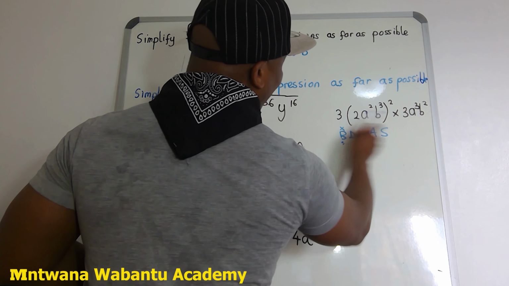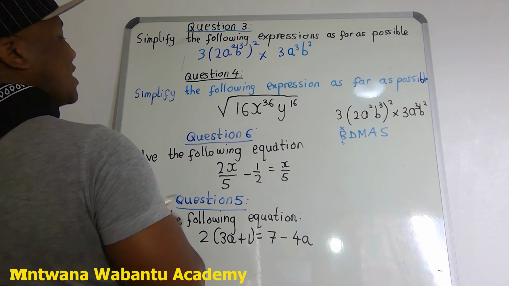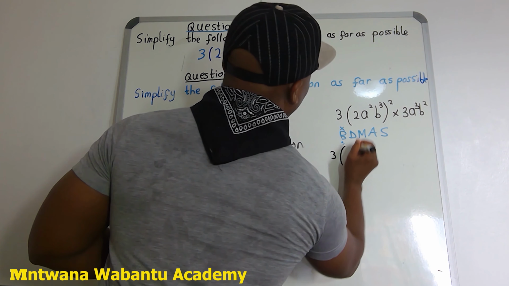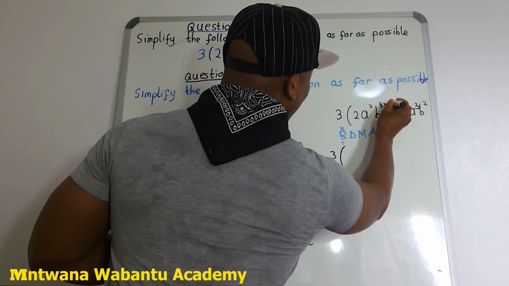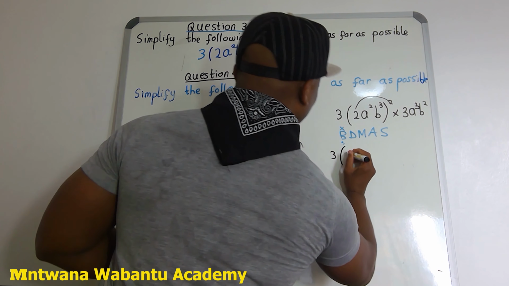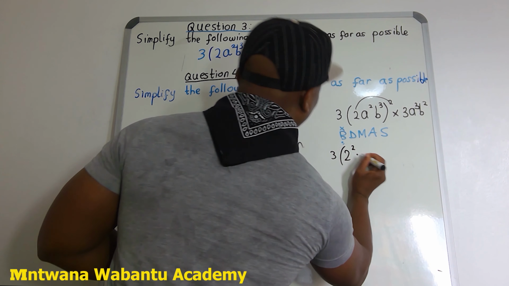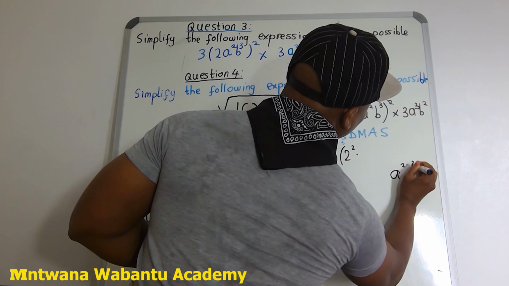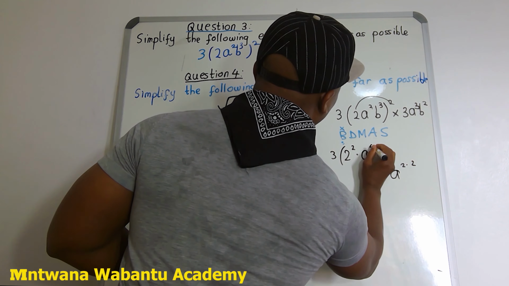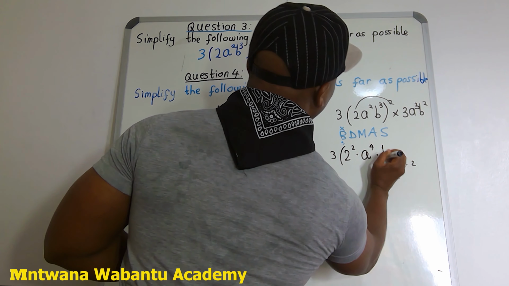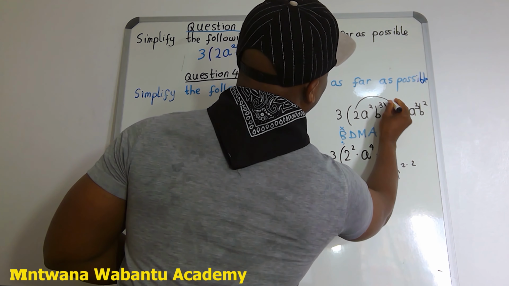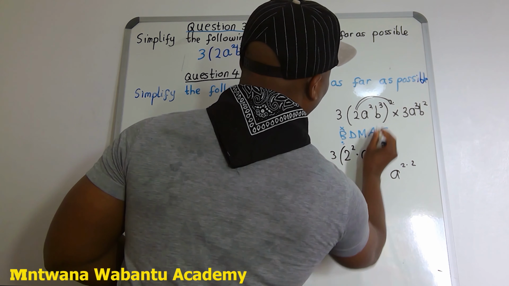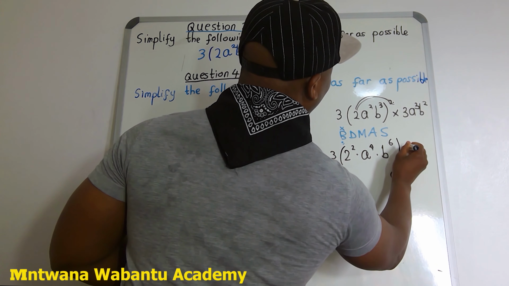So we must start with the bracket. Do I have a bracket? Yes, we do have. Let's deal with it. So we open this bracket. So I have my 3 outside. Now we go to 2, with the first one meaning 2 power 2. Now we go to a power 2 times 2, so a, 2 times 2 equal to 4. So it's like a power 4. Now we come to b. 3 times 2 equal to 6. It's like 2 power 2, a power 4, b power 6. Okay. Now we go to multiply by 3.